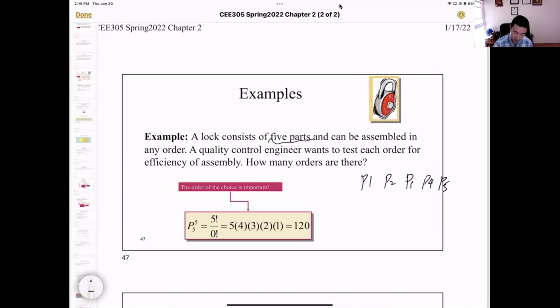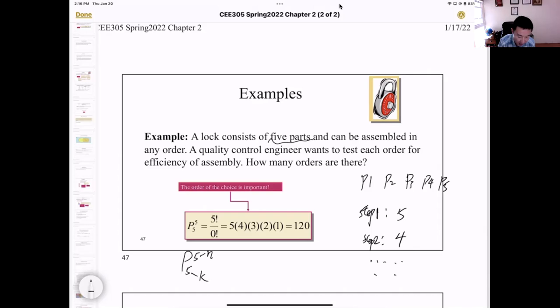P4, P5. In the first step, we choose 1 part for step number 1, which of course we have 5 choices. In step 2, we have the remaining 4 parts left, so we have 4 choices, and so on. This is an example of permutation, and we should use P(k, n). In our case, we need to choose 5 from the total 5. So here n is 5 and k is also 5. So P(5, 5).